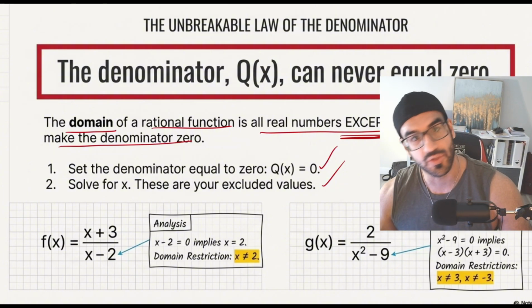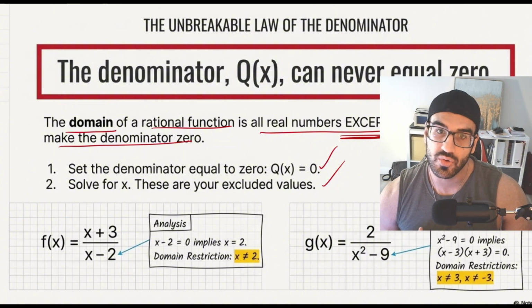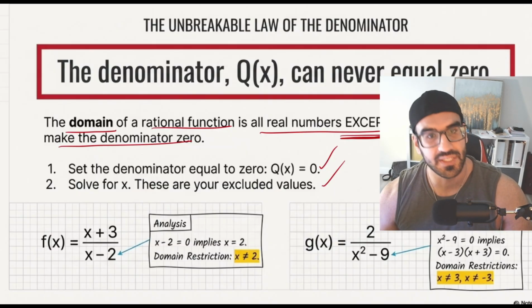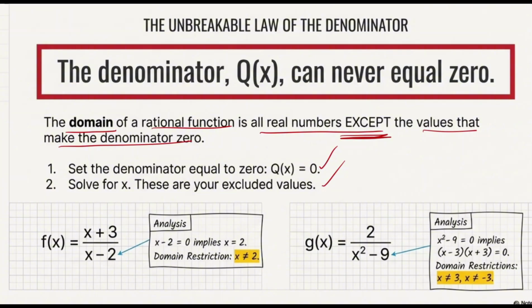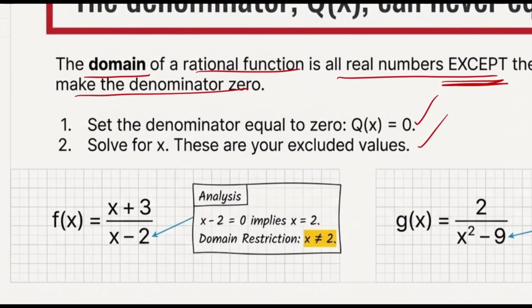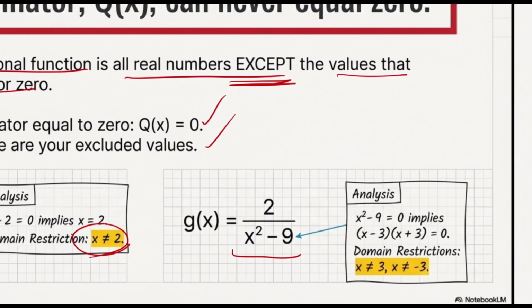Because yes, it could be the final answer, but it could also lead you to 0 over 0, which is still undefined. We can see a very simple example here, x plus 3 over x minus 2. It means that this function can have anything other than x equal to 2, because that is going to make this part 0. Also, for another function, I have x to the power 2 subtracted by 9. If you solve this, it's going to be a difference of perfect squares.